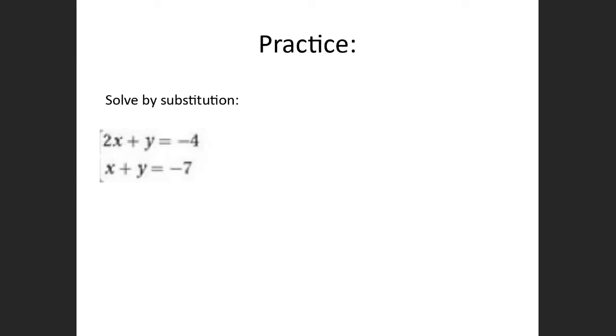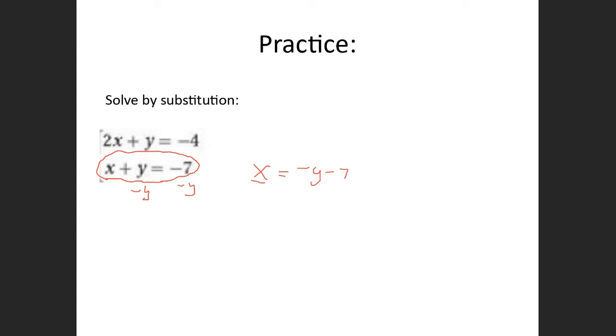All right. Now, this problem is a little bit harder because neither of the equations are written as x equals or y is equal to. So that means I have to take one of the equations and rewrite it. So I'm going to take this one, and I'm going to rewrite it. I'm going to subtract y from both sides. So I end up with x equals negative y minus 7. Because remember, we have to have one of the equations written as x equals or y equals.